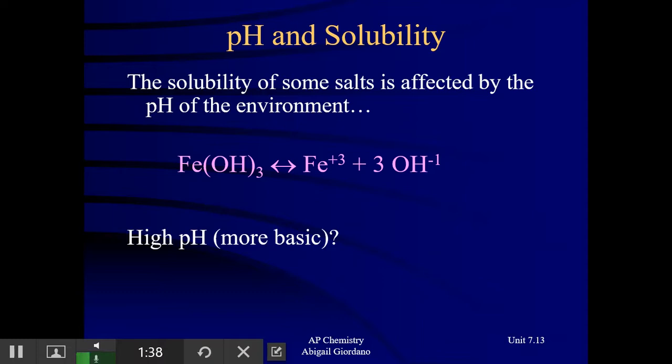So I want you to imagine two different situations. Let's say that I'm dissolving this salt not in pure water, but in an environment that has a high pH, a solution that is very basic. Well, if you remember from some of the foundations of acid-base chemistry, and we're going to talk a lot more about this in Unit 8, our next unit, if the pH is very high, it's very basic. What that essentially means is there is a large amount of hydroxide in that environment.